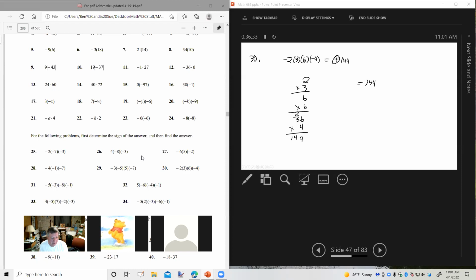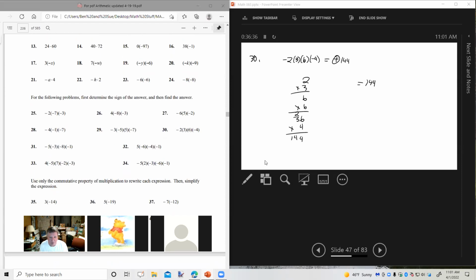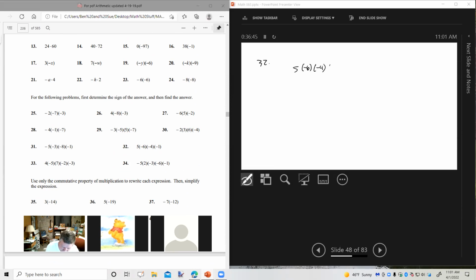All right. Let's take a look at number 32. That says 5 times negative 6 times negative 4 times negative 1. There are 4 factors, but there are 3 negative factors. That's an odd number of negative factors. So the answer is going to be negative. And then I can go back and just calculate without dealing with the signs. So our final answer, negative 120. Okay. Any questions about that before we go on?